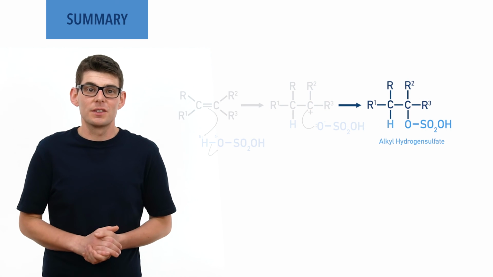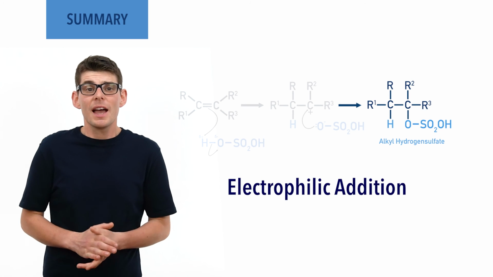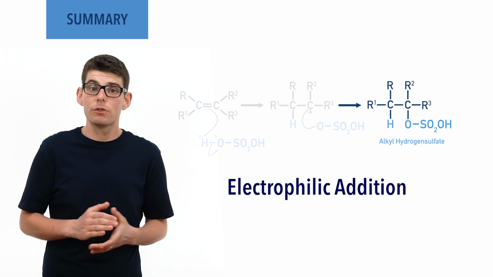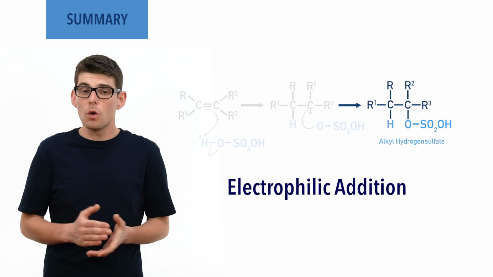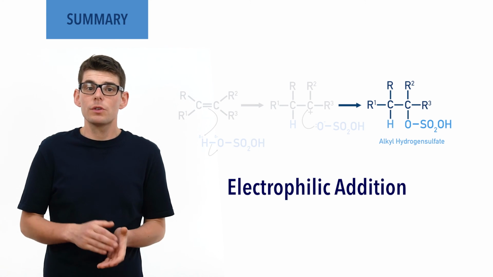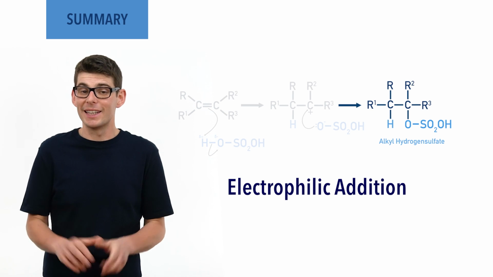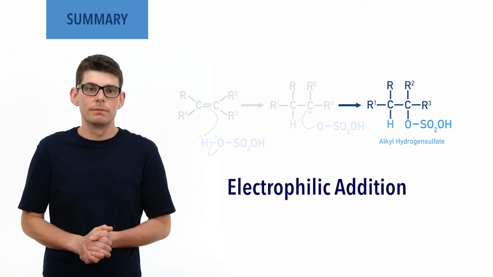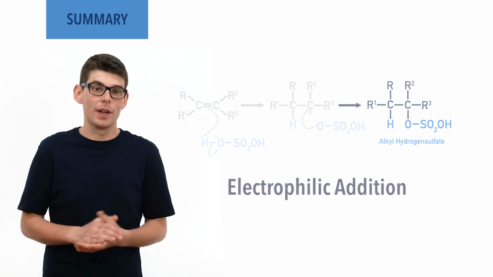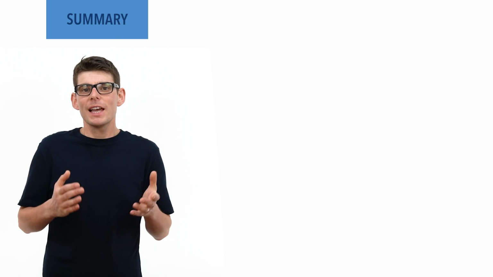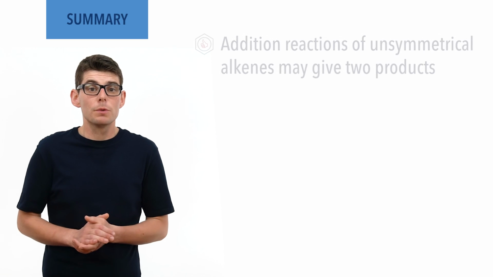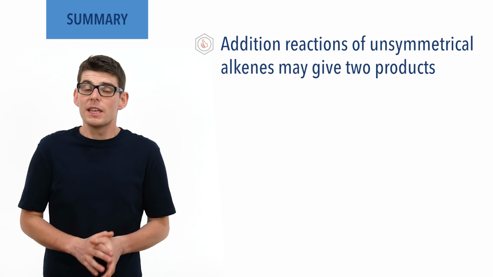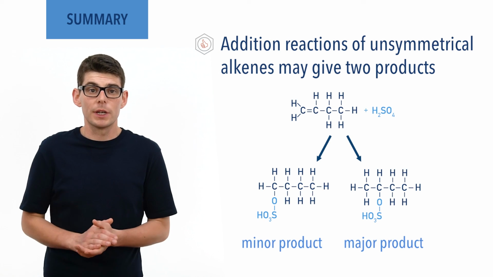The reaction is an example of electrophilic addition, as the reaction is started by a hydrogen from the acid acting as an electrophile, and only one product is formed, with a hydrogen and hydrogen sulfate ion getting added to the alkene, making this an addition reaction. If the alkene reacting with sulfuric acid is unsymmetrical, there may be two possible structures that can be formed, giving a major and minor product.